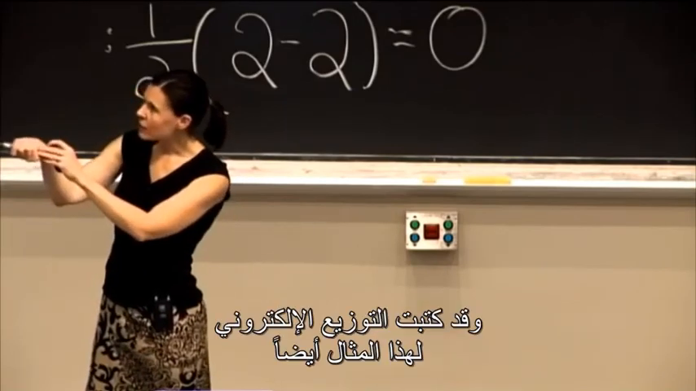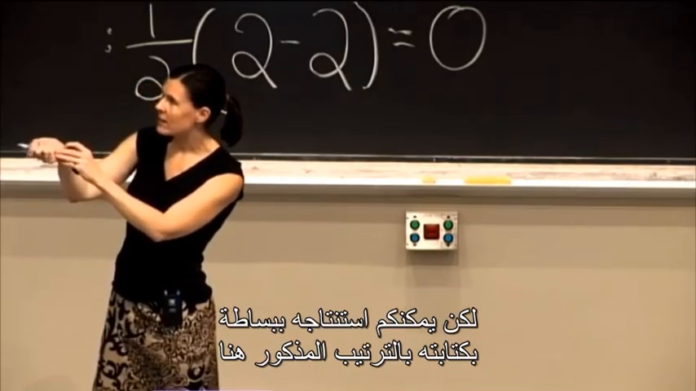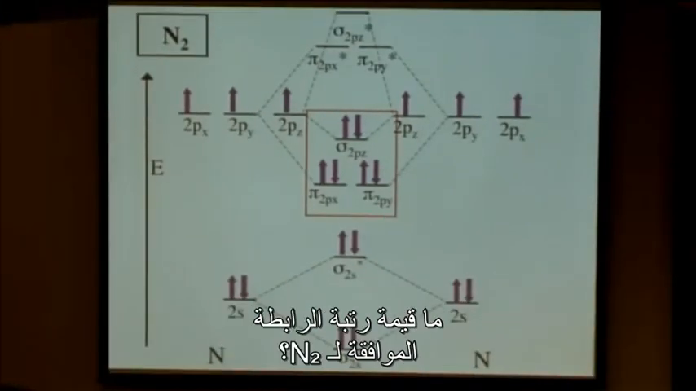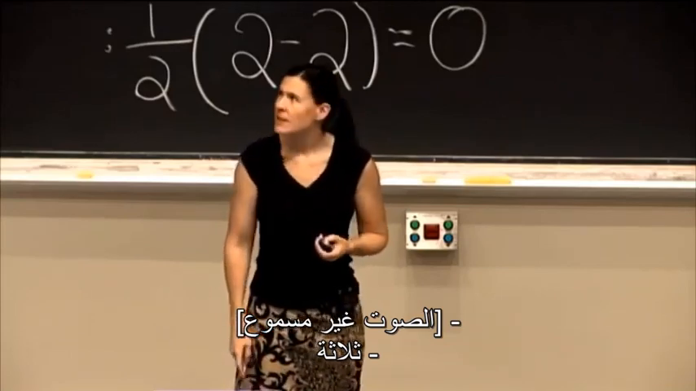And again, I've written it for you, but you can figure out what the electron configuration is just by writing it in this order here. And what is the bond order going to be for N2? It's going to be 3.